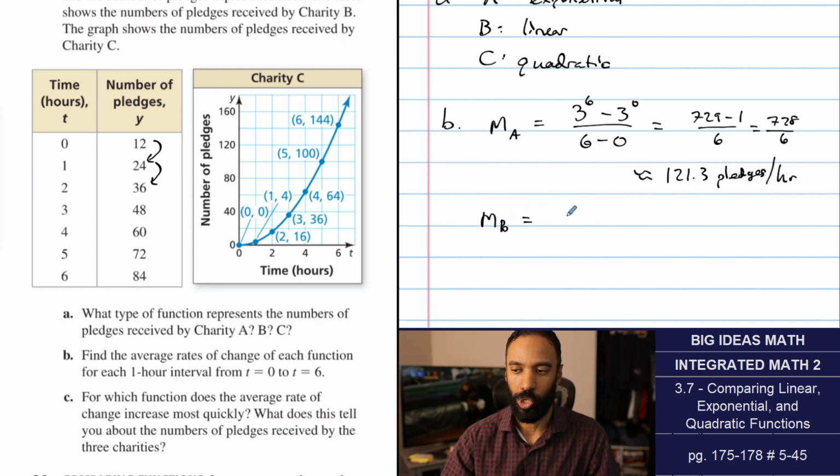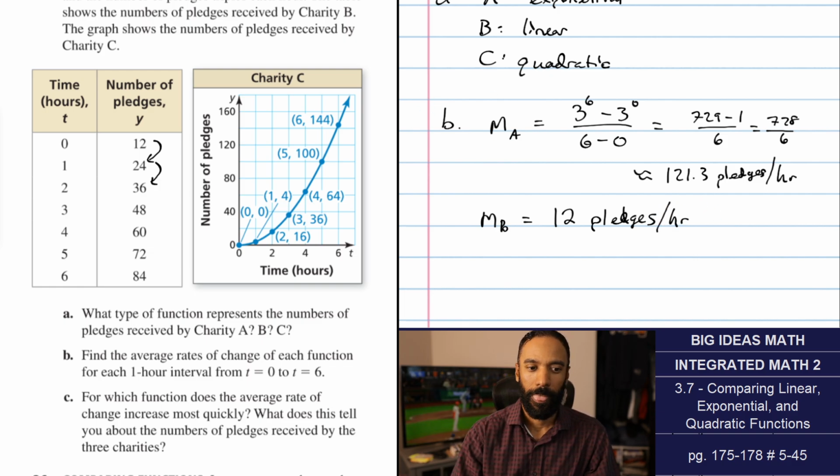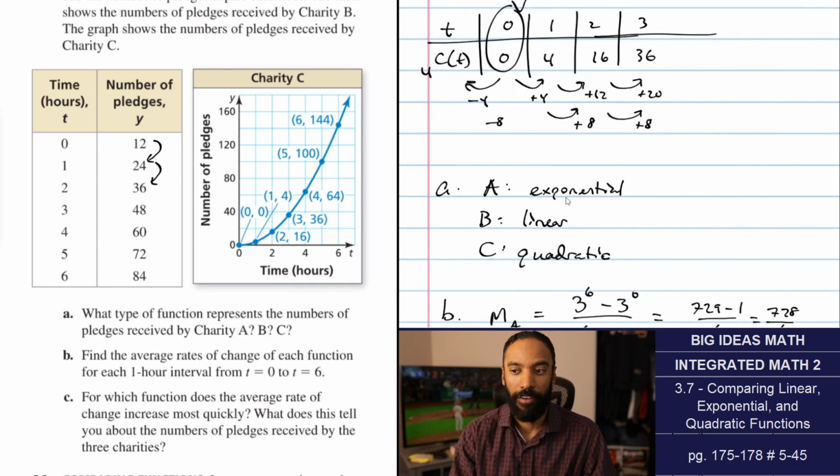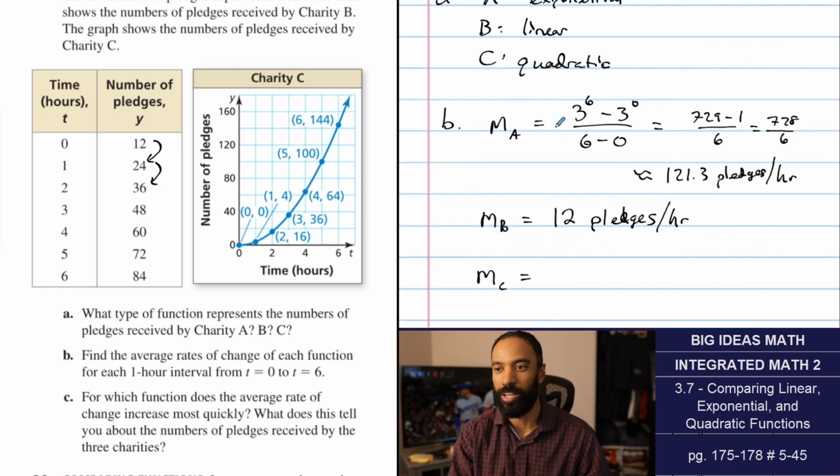Slope of B is 12. That's just what it is. It's 12 pledges per hour. You saw the rate. That's not going to change over time. I'm not going to waste time doing 84 minus 12 over, all that. You'll still get 12. That's the whole idea of linear. Average rate of change is slope. That's what it is.